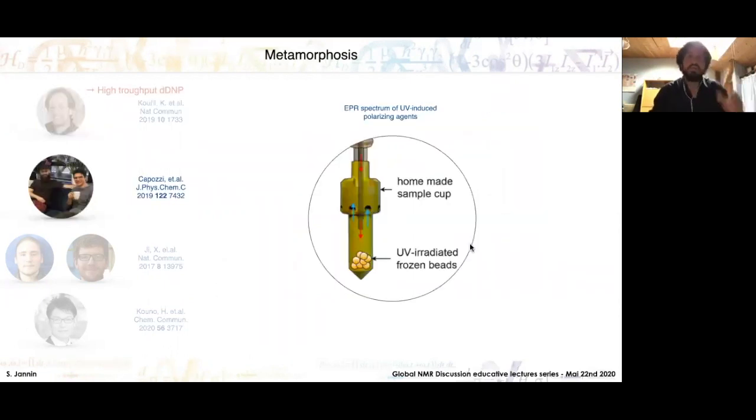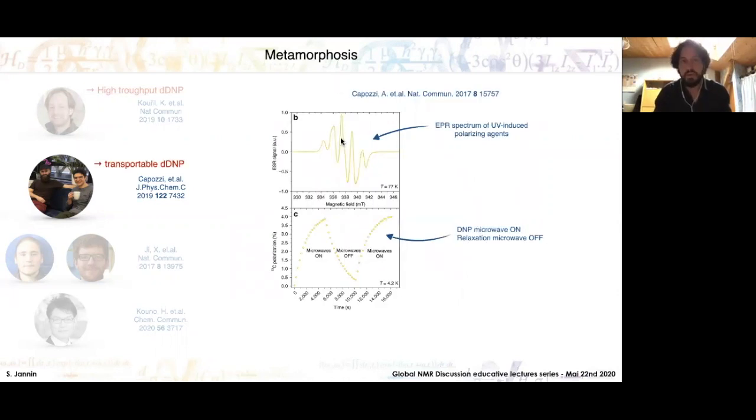Another very bright idea is to use UV-induced polarizing agents. In this experiment, Andrea Capozzi and Arthur Pinon form very small beads, very small pellets of about 10 microliter of sample, because they irradiate with UV and they need the UV to penetrate. If they put some molecules that can generate radicals out of UV, they can actually get tens of millimolar concentration of free radicals in the sample. And with these radicals, they can do DNP.